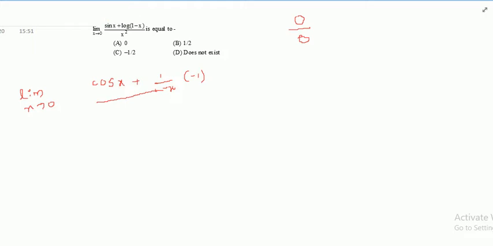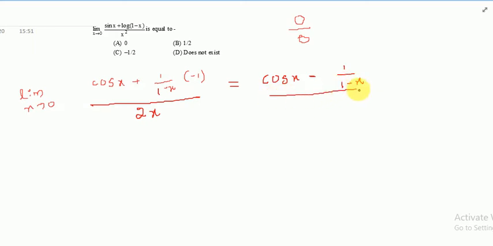Derivative of the denominator will be 2x. Therefore, now apply x tends to 0. Cos 0 will be 1. Here also, if you apply this, 1 minus 1, it is 0 by 0 form. Therefore, if you simplify this one, simply you can write it as cos x minus 1 divided by 1 minus x, divided by 2x.